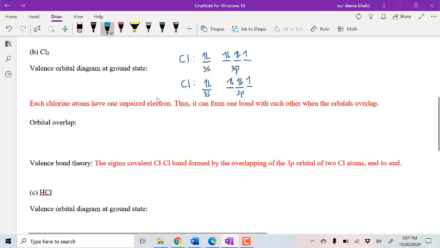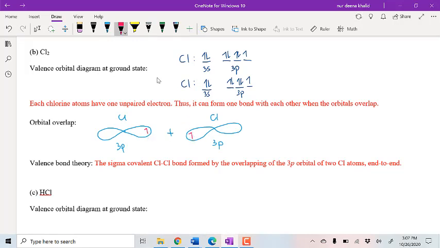So, to show the orbital overlap, the 3p shape is dumbbell. So, draw the dumbbell for each chlorine atom. So, each atom have 1 single electron. After these two orbitals overlap, we will get a sigma covalent bond between the two chlorine atoms formed by the overlapping of the 3p orbitals of these atoms.